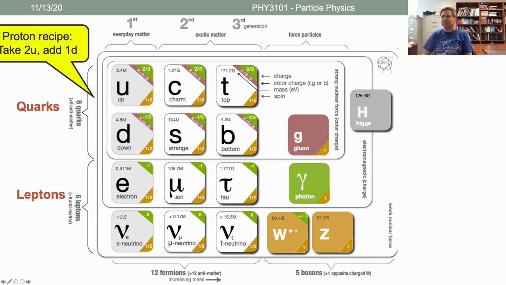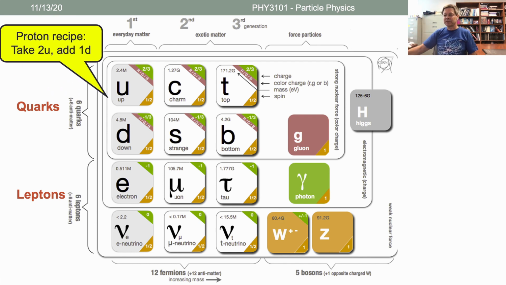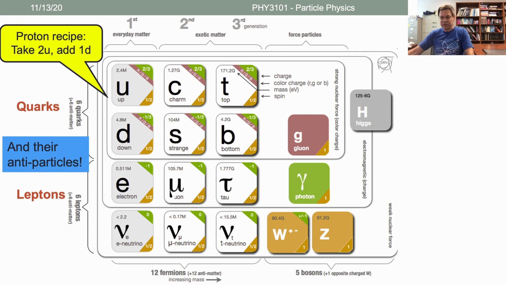All right. Now, remember the recipe we just learned to build up particles from these quarks. The proton was to take 2 ups and add a down, and that made the proton. But this chart isn't everything. You also have to add their antiparticles. So there's an anti-up quark, an anti-down quark, an anti-charm quark, an anti-strange. There's an anti-electron known as the positron. There's an anti-muon. It's got positive charge. So we also have the antiparticles, which means opposite charge of the same particle but same mass.